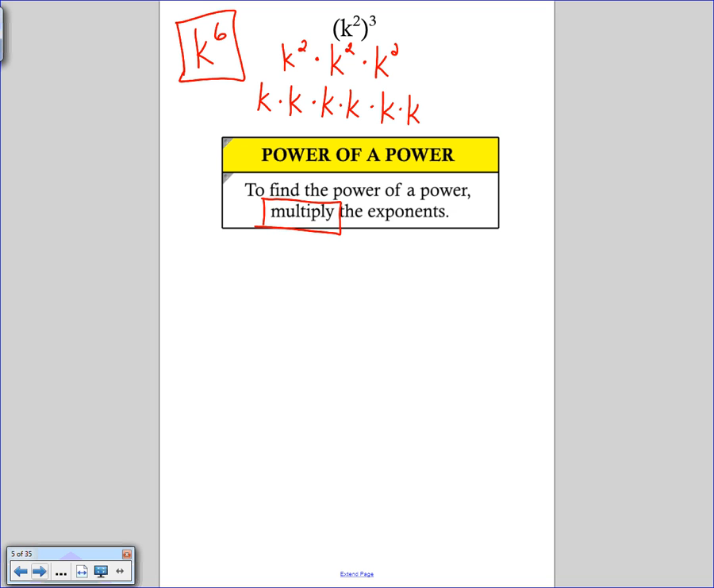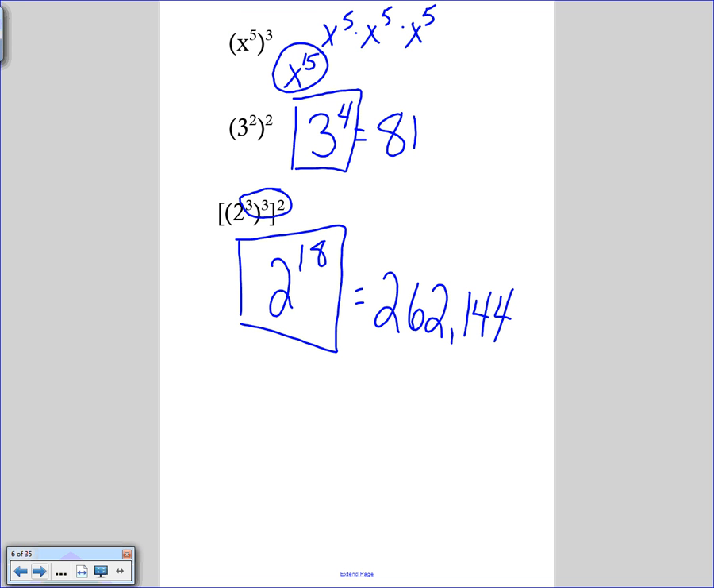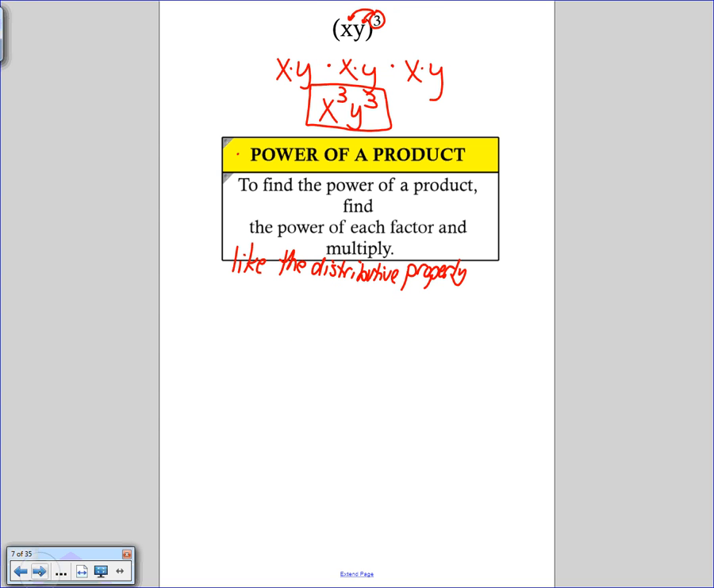Power of a power, if we have some power being raised to another power, we multiply the exponents. Power of a product is similar to the distributive property where we are distributing an exponent to everything inside of the parentheses.